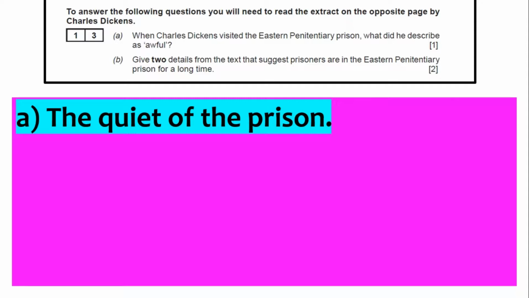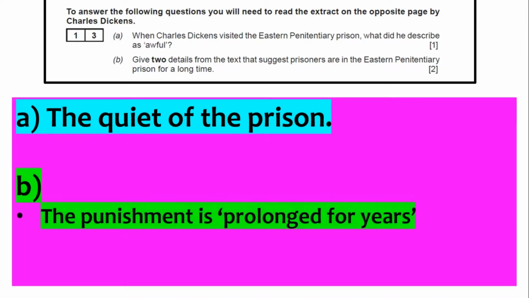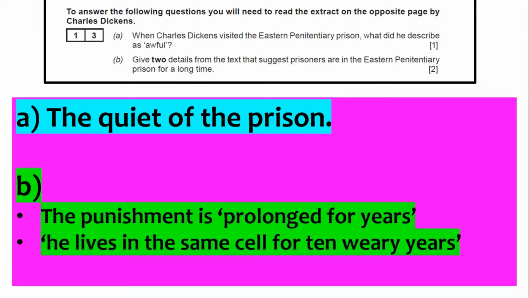So when Charles Dickens visited the prison, what did he describe as awful? In the actual text it says the quiet of the prison, so just write that. B, give 2 details that suggest the prisoners were in there for a long time, so you just need to pick out 2 lines or 2 quotes. The punishment is prolonged for years. He lives in the same cell for 10 weary years. He grows old. So there's 3 things that you could have chosen. I'm not copying out massive 4 lines in the text, just a 3 or 4 word phrase.